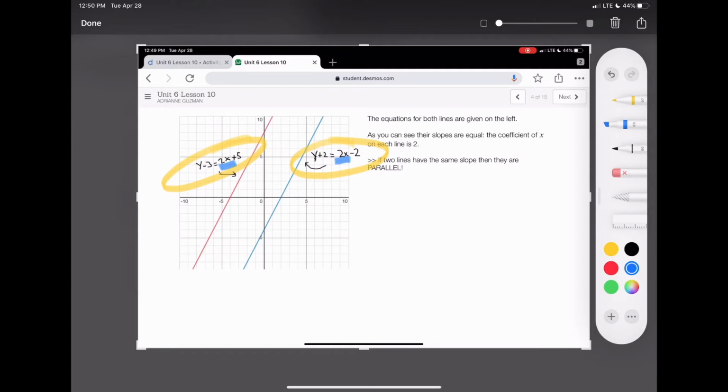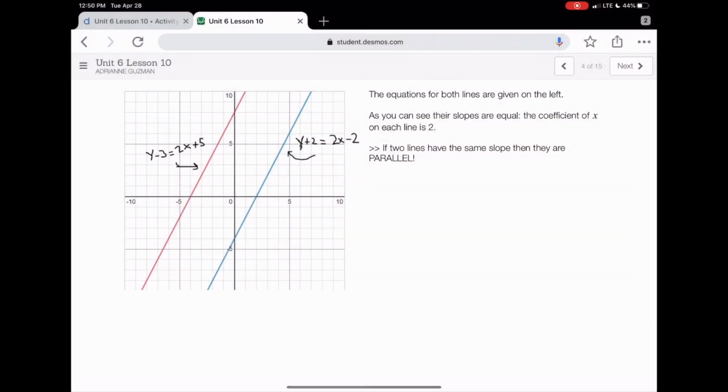So in this case, I noticed that my slope is 2 for both of the lines. And it's interesting because it says here also, as you can see, their slopes are equal. Okay, so we said that. But then there's something important going on right here, and it says if two lines have the same slope, then they are actually parallel. You can see here that these two lines look parallel. They look like they're headed in the same direction forever, and that they will never cross each other. They will never intersect. So they must be parallel.